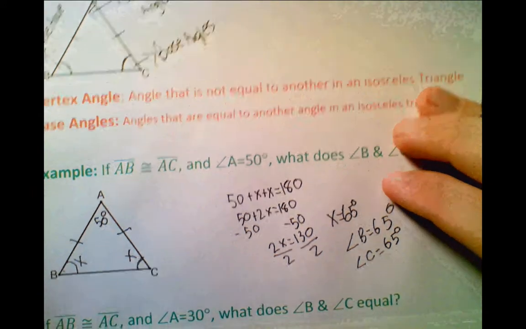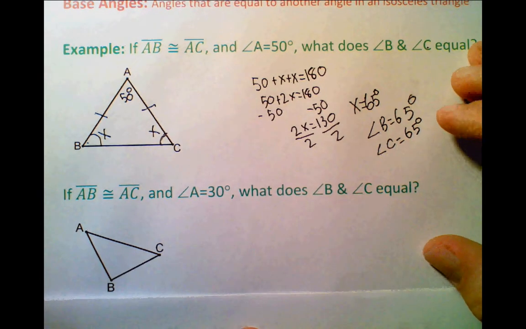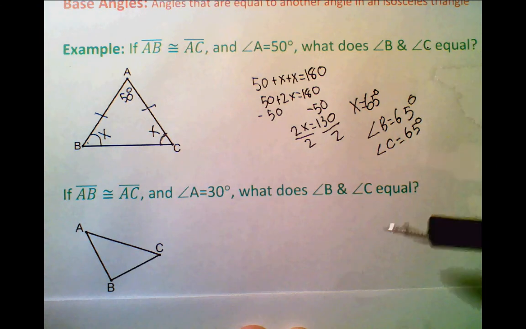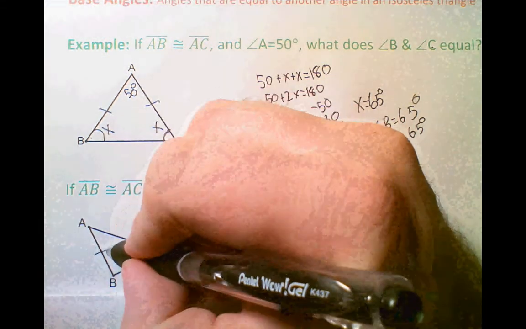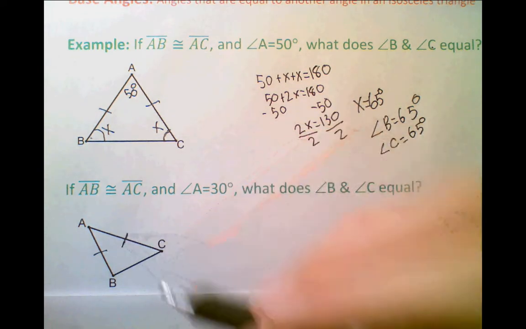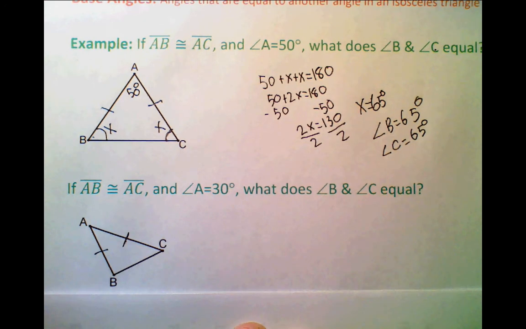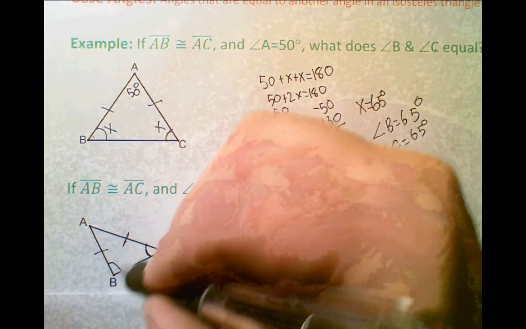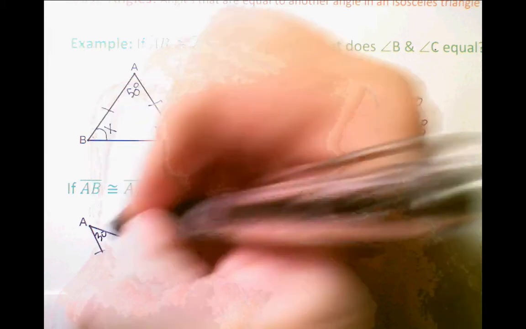Okay, one last example. If AB is congruent to AC and angle A equals 30, what do angle B and C equal? Same exact sort of situation. First thing I'm going to do, I have a diagram, so I'm going to mark it up. Side AB is congruent to AC. With that information, what angles are going to be equal to each other? I know that angle B is going to be congruent to angle C. Now, this is X, and angle A is 30.